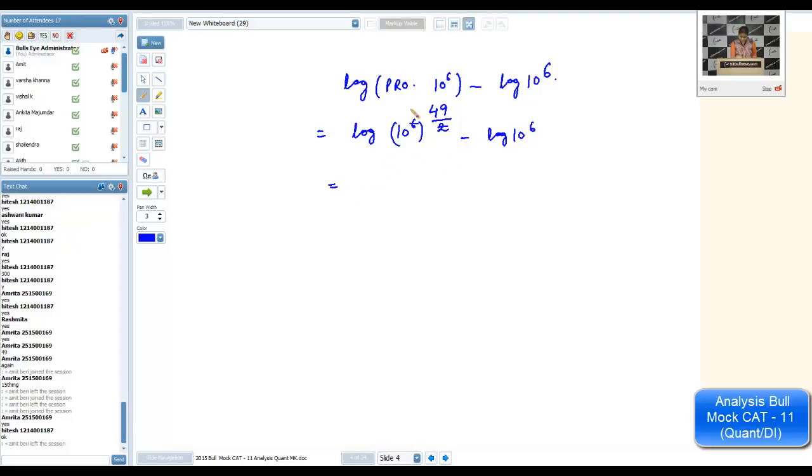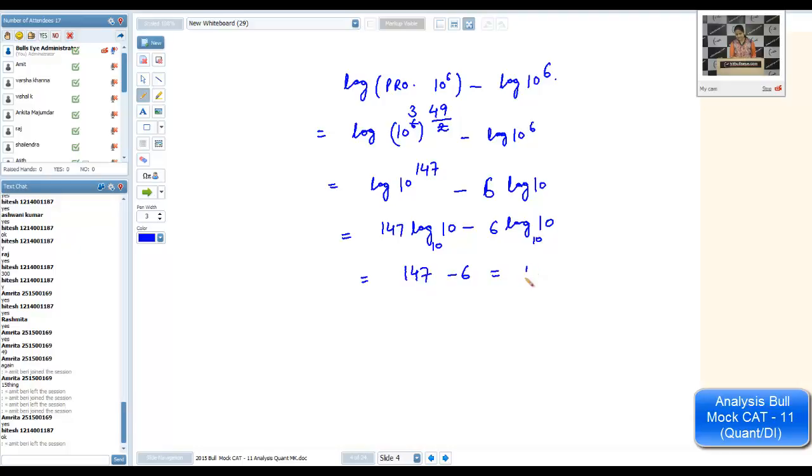So it will be nothing but 147 minus, as you know, by using log property, I can write it as 6 log 10, and this will be 147 log 10. Since the base was 10 given, as we know log 10 base 10 is 1 only, so it comes out to be 147 minus 6, which is 141. Now this is the answer in this case. Very, very good question, good concept.